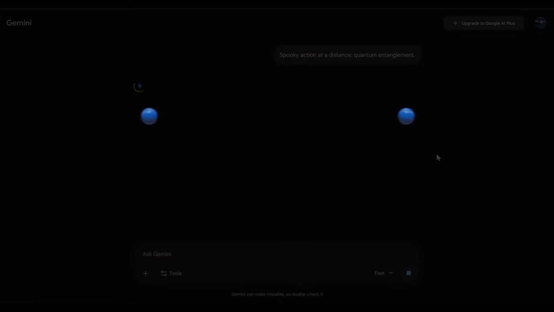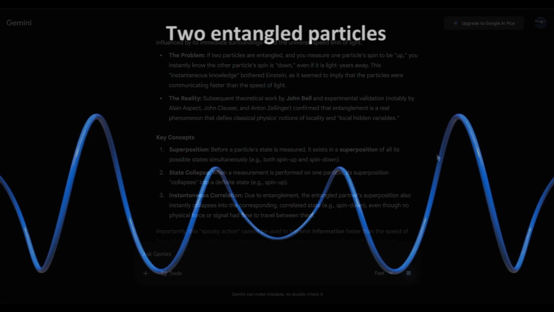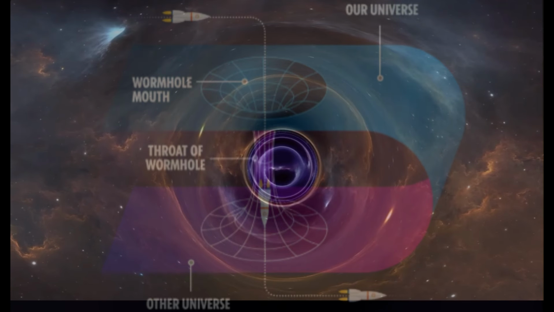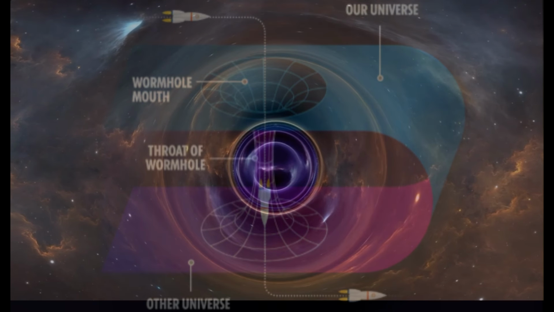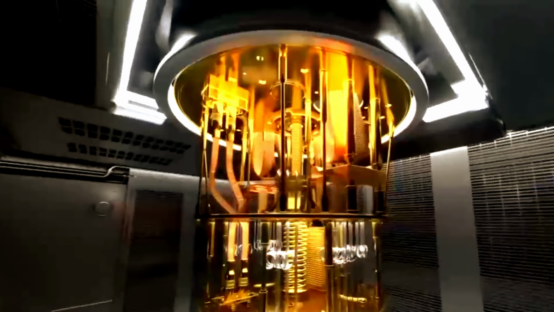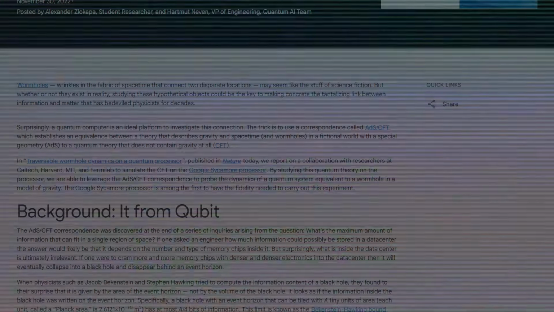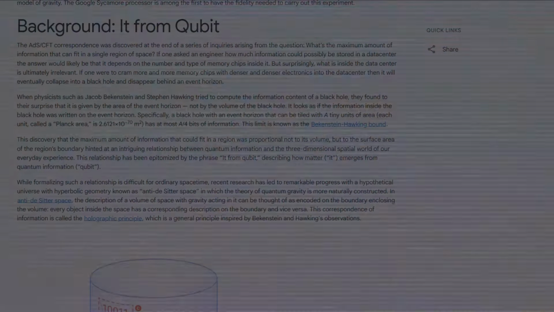But what if I told you that this spooky action isn't just magic? What if it's actually a secret tunnel through reality itself? In late 2022, a team of scientists using Google's Sycamore quantum computer announced something that sounded impossible. They didn't just calculate numbers, they claimed to have successfully simulated a traversable wormhole.